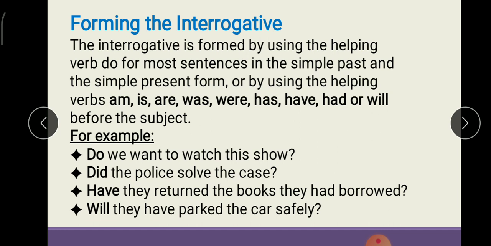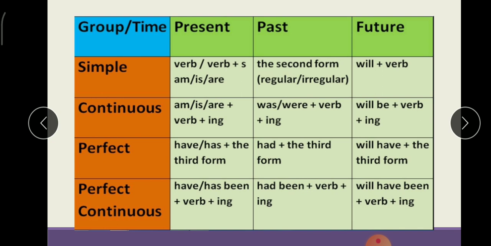Did the police solve the case? Have they returned the books they had borrowed? Will they have parked the car safely? These are the examples of interrogative sentences. This is a chart which will be helpful for you to remember the forms and write the sentences in the present, past and the future tenses.